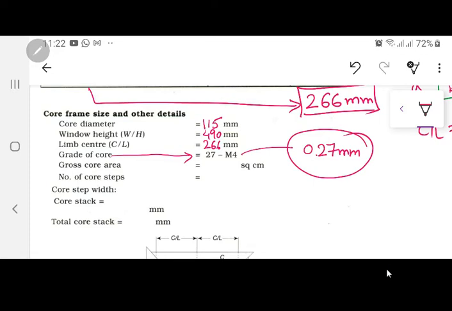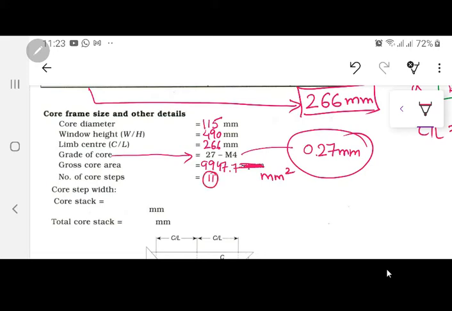The gross core area, please write this one in millimeter square, no need for square centimeter. What was the gross core area last lecture? Gross core area, not AI, I am talking about AG. 9947.7 millimeter square. Number of core steps 11.